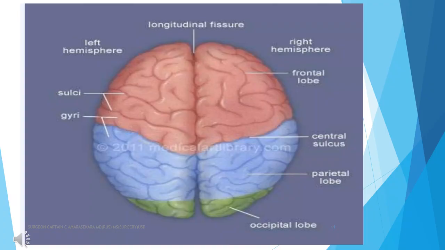The central sulcus, a key landmark, divides the frontal lobe anteriorly from the parietal lobe posteriorly. This groove separates two critical gyri, precentral gyrus of the frontal lobe. This is the primary motor cortex as we know now, and postcentral gyrus, in the parietal lobe, primary somatosensory cortex.